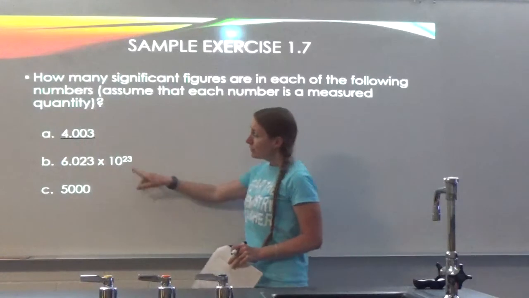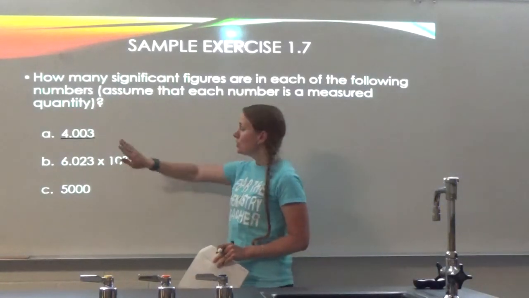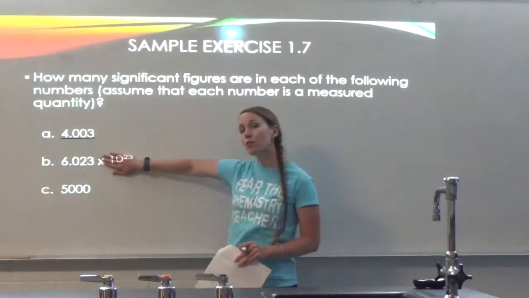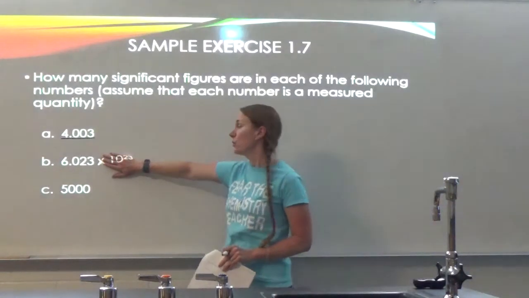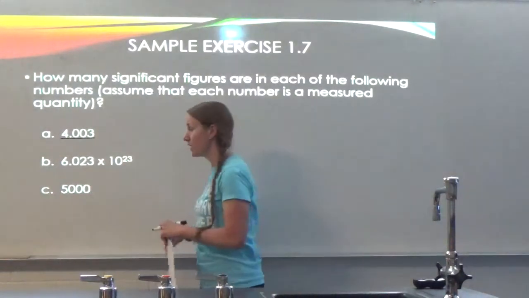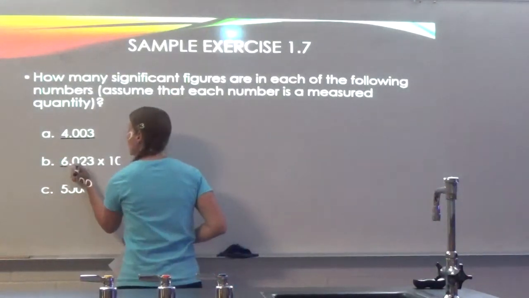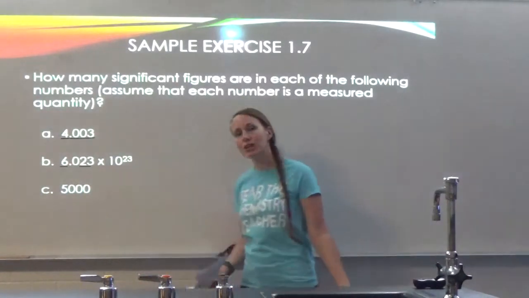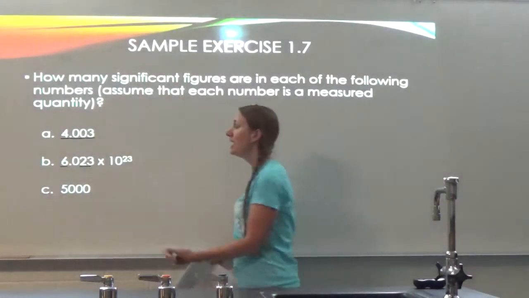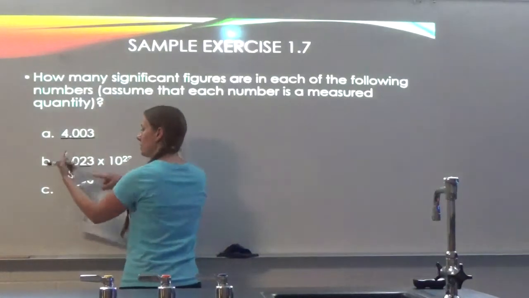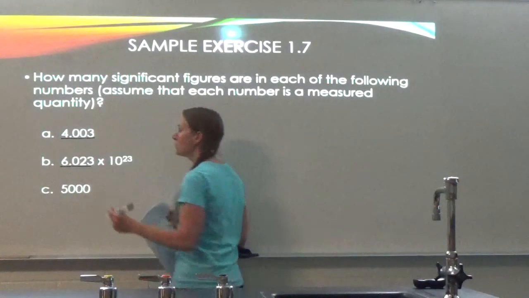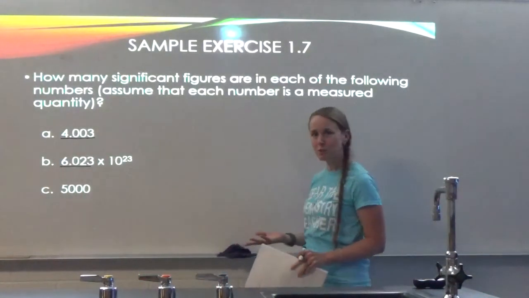For part B, whenever you have something in scientific notation, you don't count the 10 or the power as a significant figure. You're only going to look at the front, or the coefficient, of the number. So we know that 6, 2, and 3 are, because of course they're not zeros. And then this 0 is now a middle zero. So this would also have 4 significant figures.